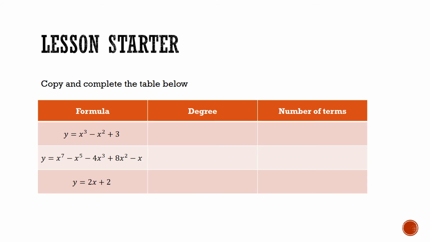Okay, so to get started, I'd like you to copy and complete this table here. We're looking at the degree of each of these polynomials and how many terms there are in each. That shouldn't take you very long. Okay, so moving on.